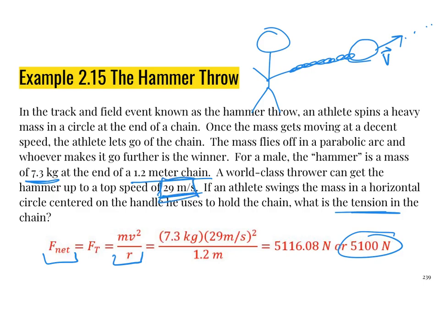So imagine, you keep spinning it faster and faster. It appears heavier and heavier. And when you get to this big of a speed, you get to that huge force, which is really hard to hang on to, which is why it's a tough event.